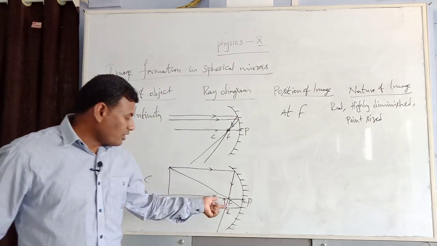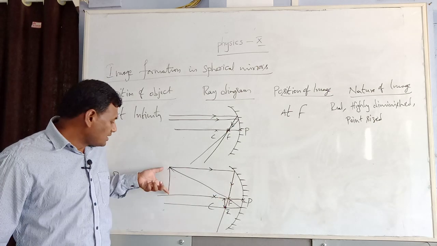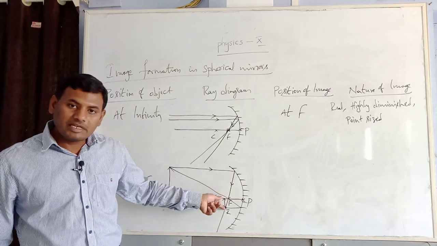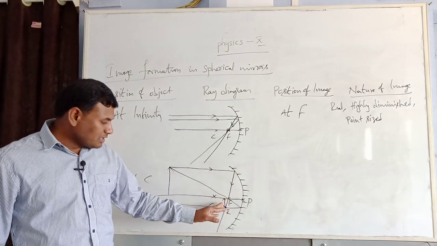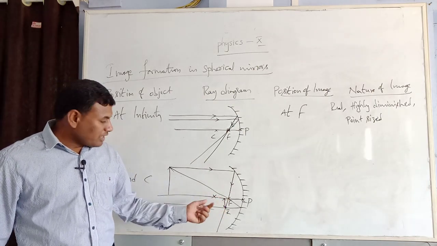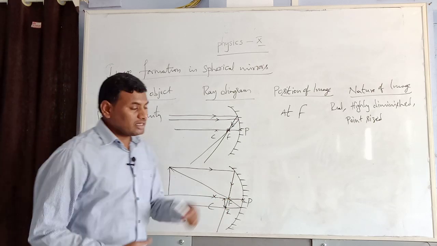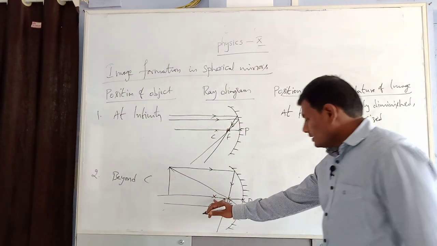So this is the size of the image, and this is the size of the object. Now the image that is formed is a diminished image, that is, less in size. So we call that a diminished image, and the position of the image is between C and F.